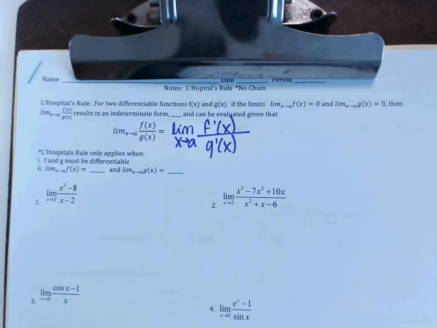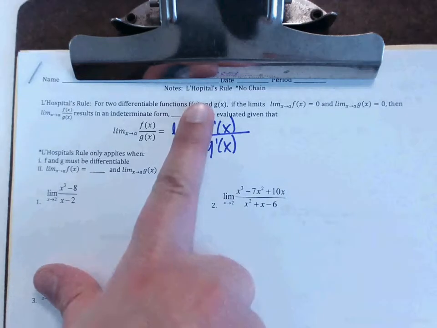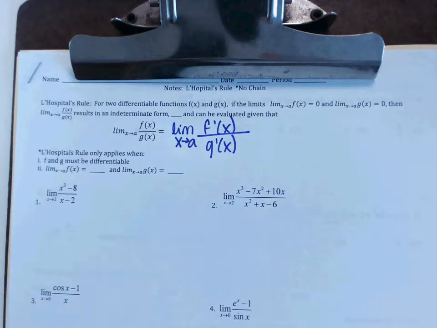Okay, ready? So you are going to learn another way to find limits. It's called L'Hopital's rule. L'Hospital, if you don't want to pronounce it like the French do. It's L'Hopital's rule though. Okay, here's how it goes.